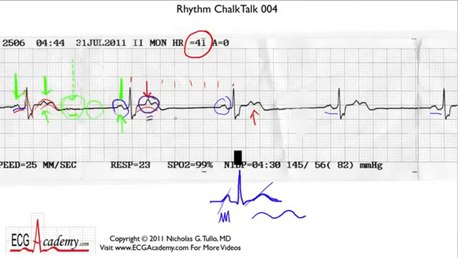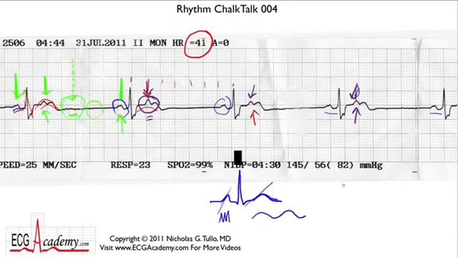Well, it's not on time, it's early. So in basic terms, it's a premature atrial beat, or a premature atrial contraction, or a PAC, or an APC, whatever you want to call it. It all means the same. It's an atrial event that occurs earlier than it should.